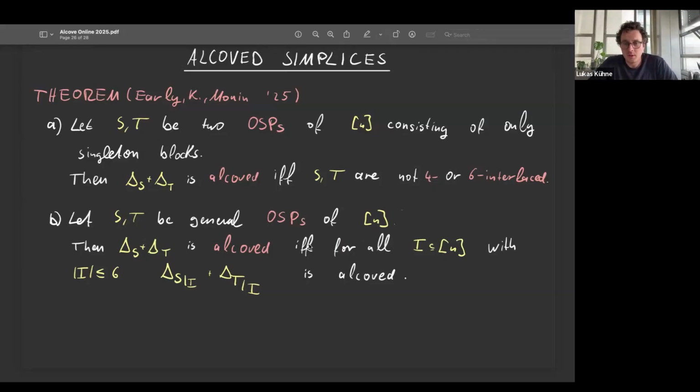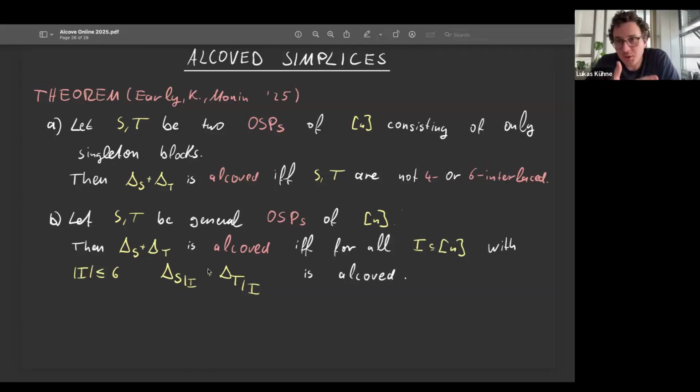So that's a local finite condition, because the entire thing is Alcoved if and only if we just look at subsets of size 4 and 6, and make sure that on these subsets we don't find the interlacing pattern we just discussed. In general, this is also true for general ordered set partitions, but then we have to say that it's Alcoved if and only if for all subsets of size at most 6, the sum of the restricted simplices is Alcoved.